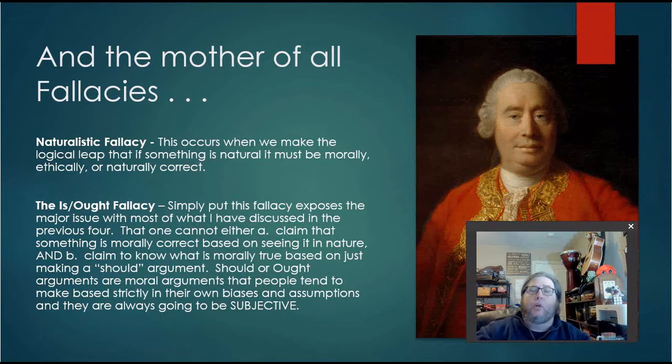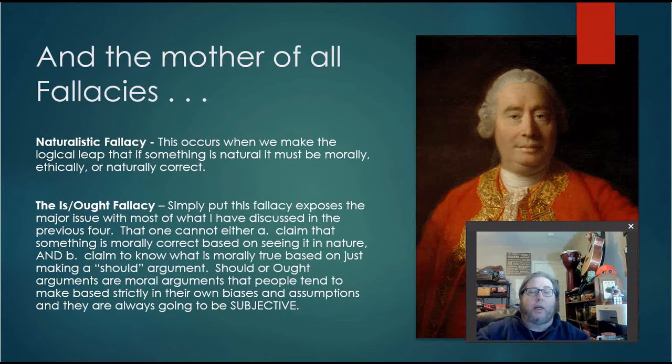Should or ought arguments are moralist arguments, and people tend to make them based strictly on their own biases and assumptions. And they're always going to be subjective. When I say subjective, I mean they're based in a personal point of view and usually couched in an individual opinion. This is a common problem, even in the social sciences. We're filled to brim full of academics again, who are willing to tell you in no uncertain terms what someone ought to do or what is morally correct based on their own individual scientific research.